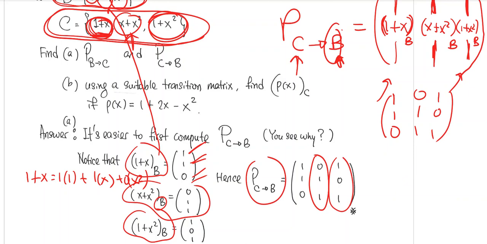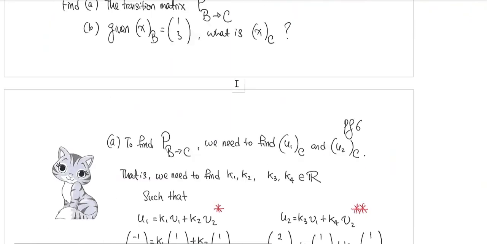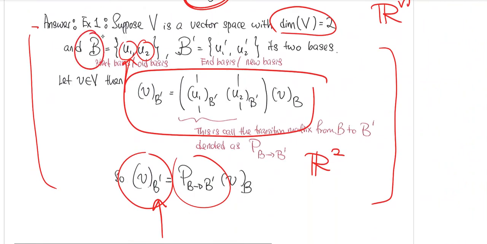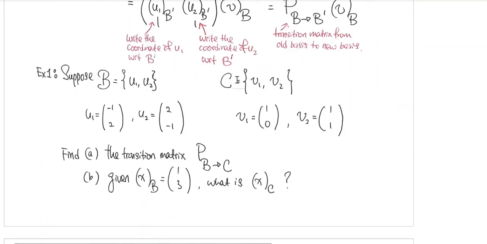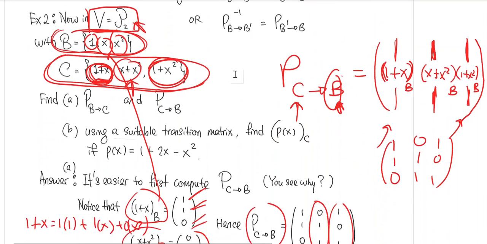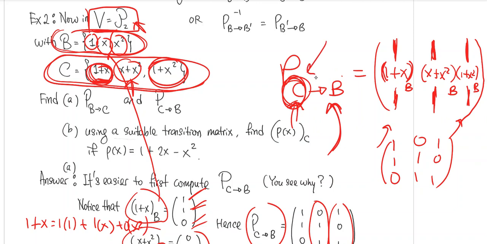So try not to memorize it. The problem with this kind of question is that it's very easy to get yourself confused because the notation is kind of messy. You have B to B prime, then you have B prime to something else. It's just very difficult to remember. The way I remember it is if you want a transition matrix from C to B, C to B, this is where we start. So this is your starting basis. You put all the elements of your starting basis here, but you write them as the coordinates with respect to the other basis. So this is starting, this is ending.